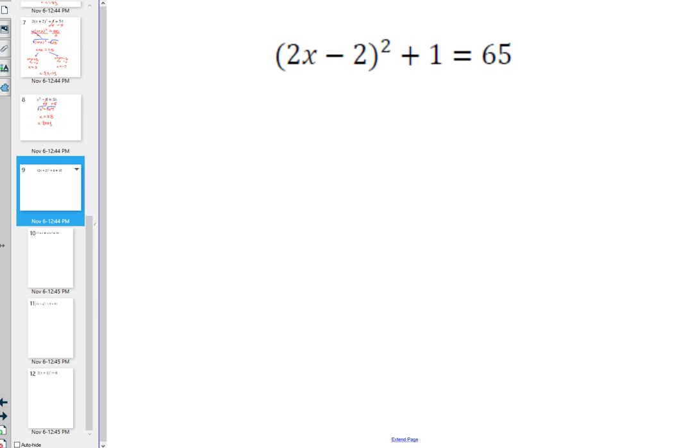Somebody not named Skylar have the answer? You got a trade, what'd you get? 5 and negative 3. Skylar, do you agree with him?